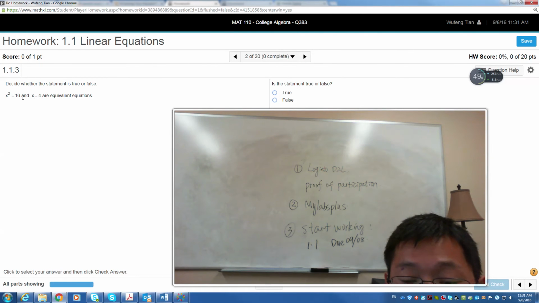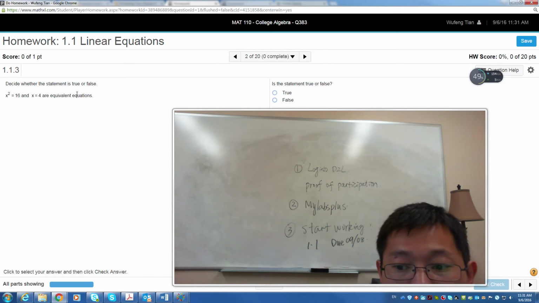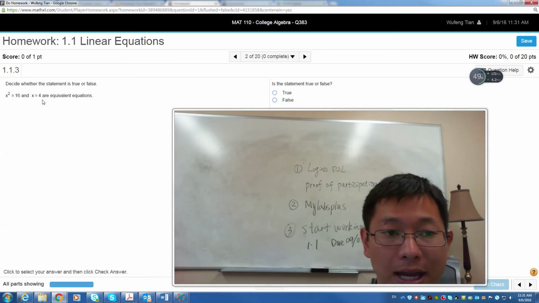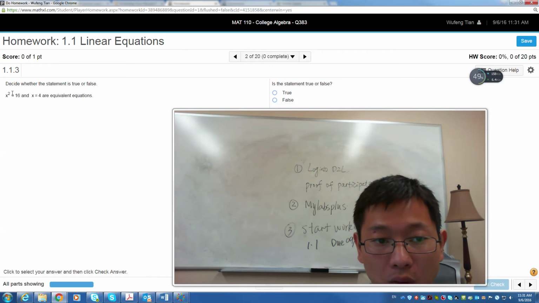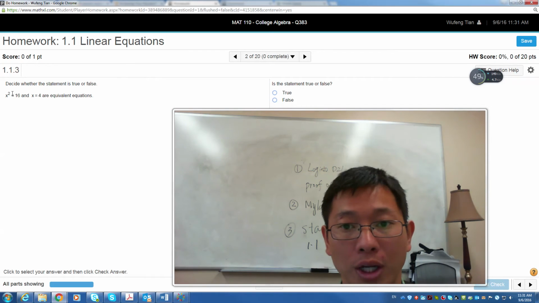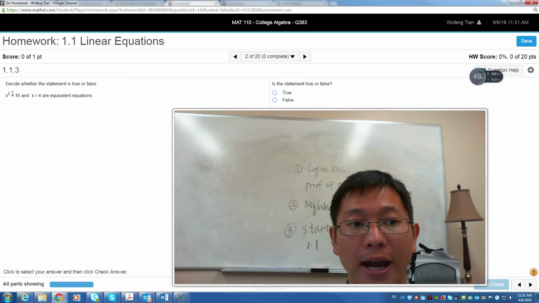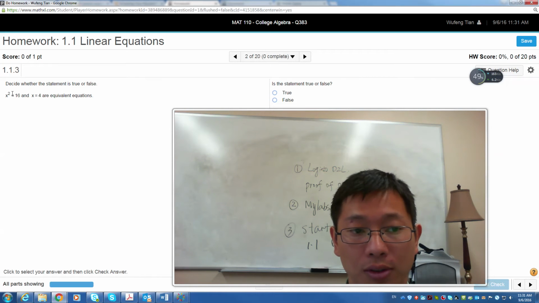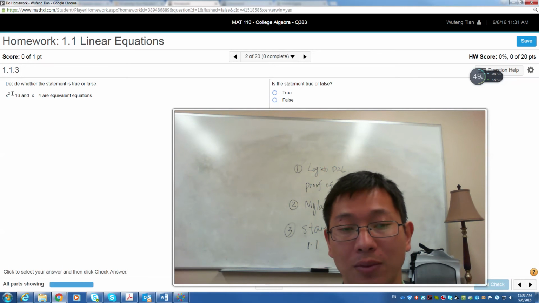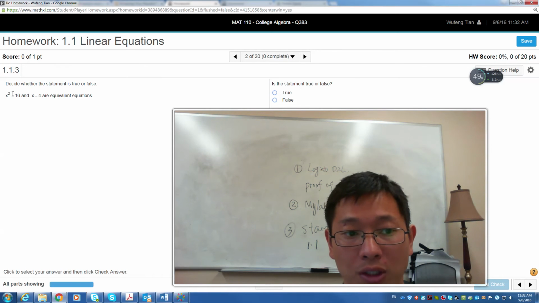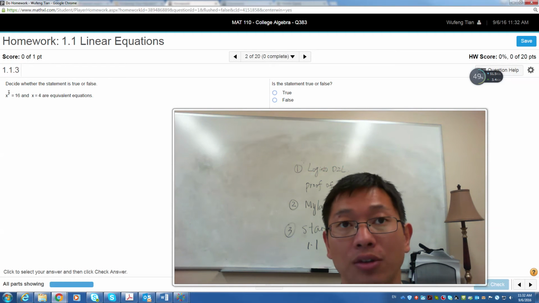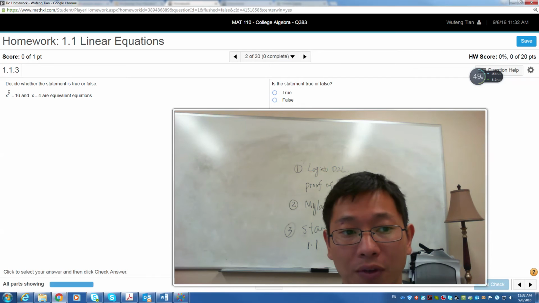Next: x squared equals 16 and x equals 4 are equivalent equations. Okay, x equals 4 will make x squared 16. But think about it. This is a square, a quadratic equation. If you took Math 105 before, you probably know any quadratic equation will have two roots. Sometimes it's two same roots, sometimes two different roots, sometimes two real roots, sometimes two complex roots. It always comes with two roots because of the square.